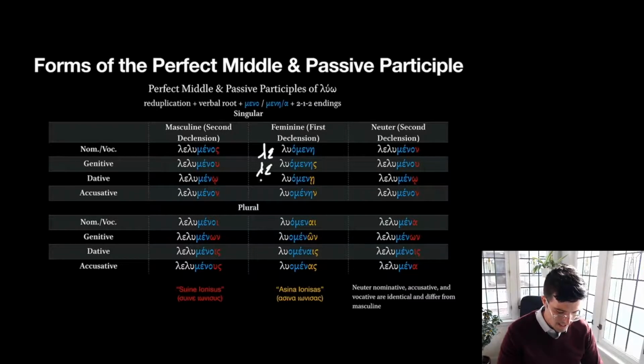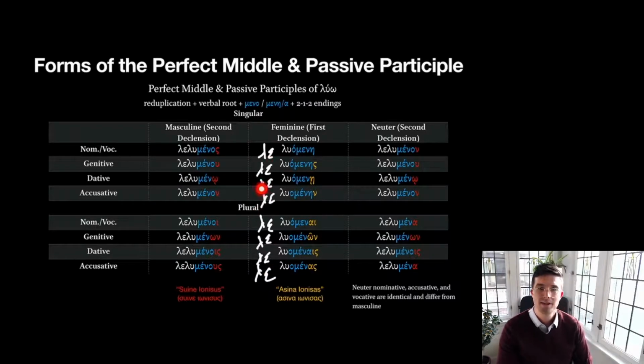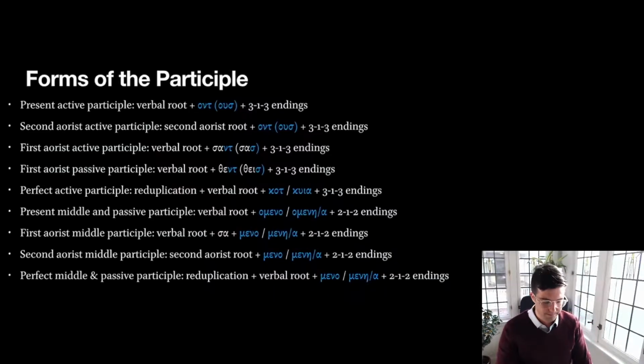This will be fixed before you have the actual PDFs of the slides in your hands, because this is a complete and utter disaster not having our reduplication there that tells us that we have what? Of course, the perfect tense. So we have reduplication, verbal root, the mena or mene with those 2-1-2 endings added on there.